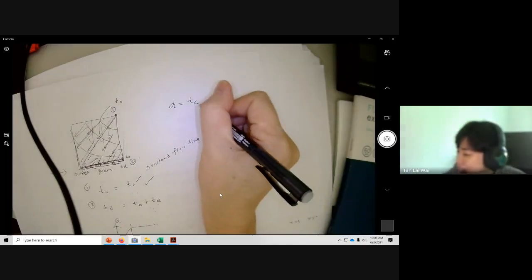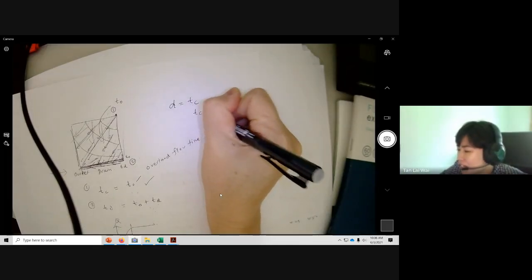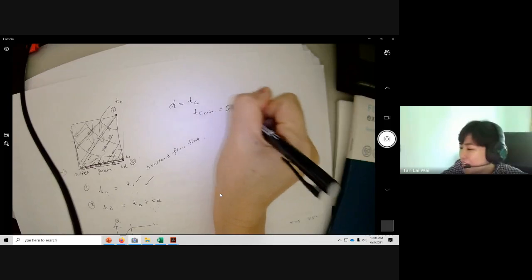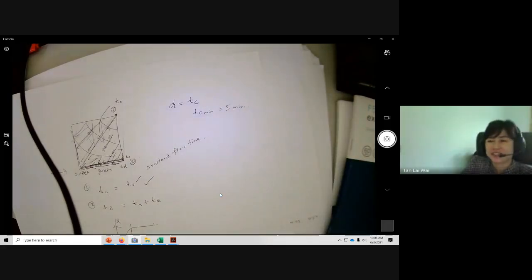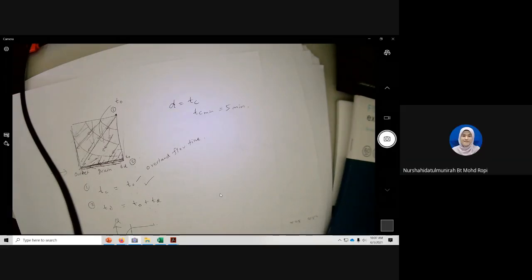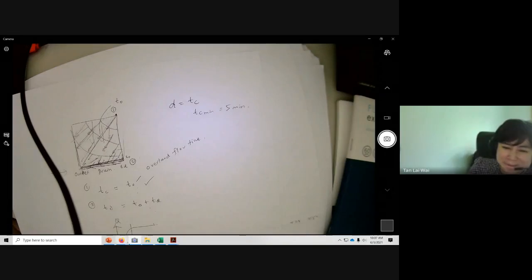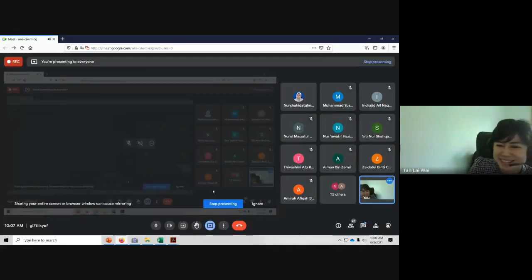Tapi kena tahu TC ni, minimum TC ialah 5 minit. Okay. Boleh? Okey, boleh doktor. Okay? Lagi ada soalan lagi?